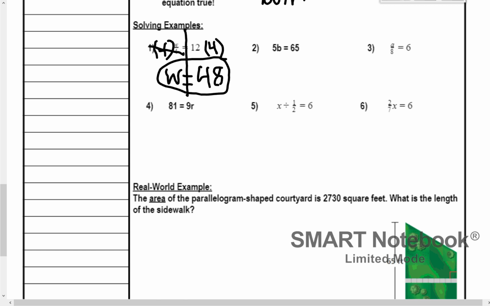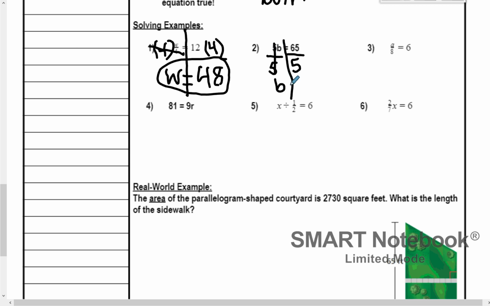All right, so here we have 5 times b in the problem. So to undo 5 times b, we divide by 5. We show division with a fraction bar. Okay, I'm just going to undo that so that it doesn't run into the next problem since I don't have an eraser today. 5 divided by 5 would cancel out because that's just 1, and 1 times b is just b.